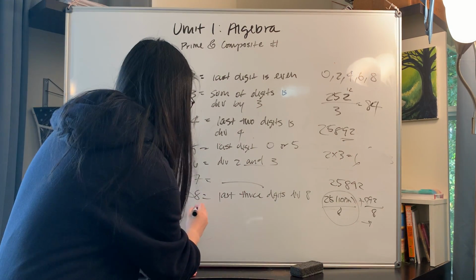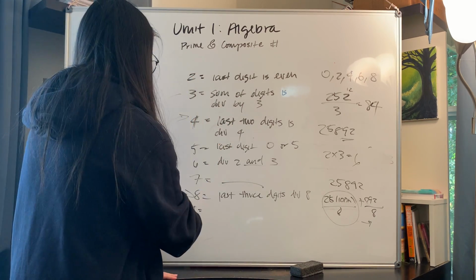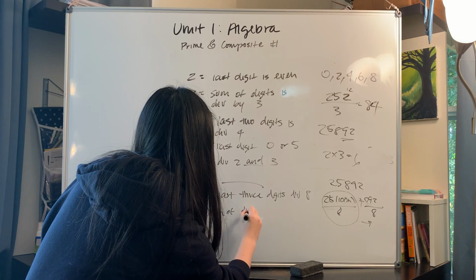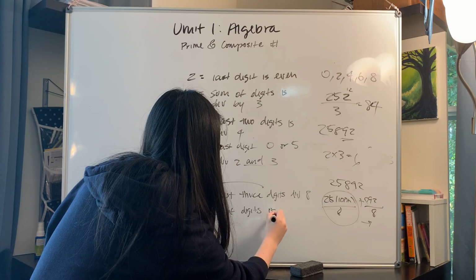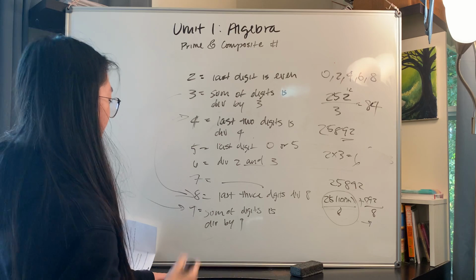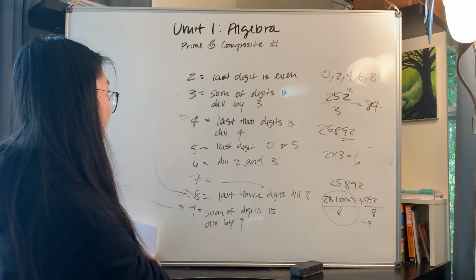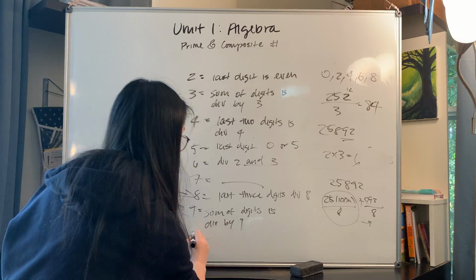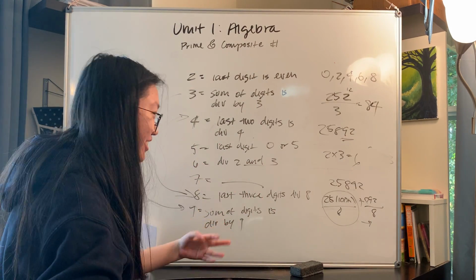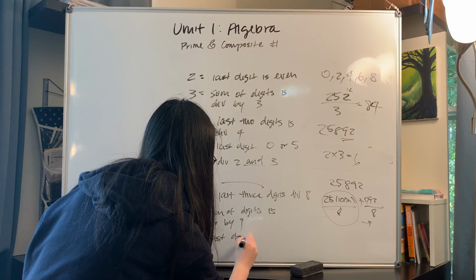Divisibility by 9. The rule for that is kind of the same as the rule for 3, except that the sum of digits is divisible by 9. And then we have the divisibility rule for 10, which is that the number has to be divisible by both 2 and 5. Or you can just look at the ending. If the last digit is a 0, then it's divisible by 10.